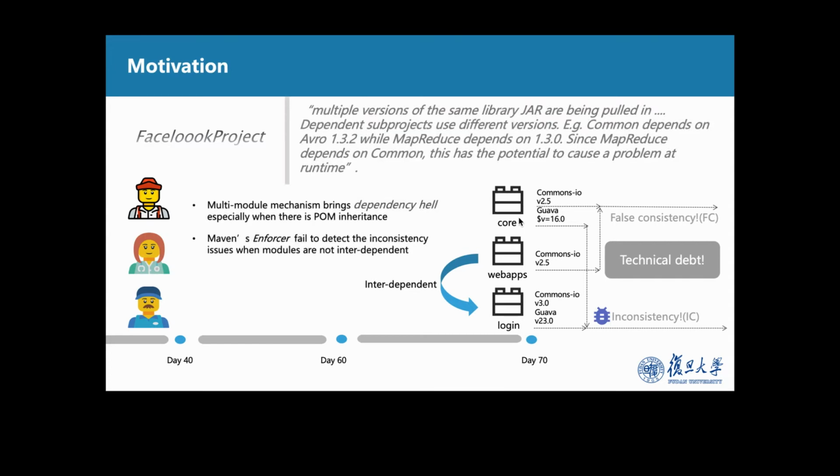Generally speaking, currently, multi-module mechanism brings dependency hell, especially when there is POM inheritance. In addition, Maven's enforcer plugin fails to detect such inconsistency issues when modules are not interdependent.